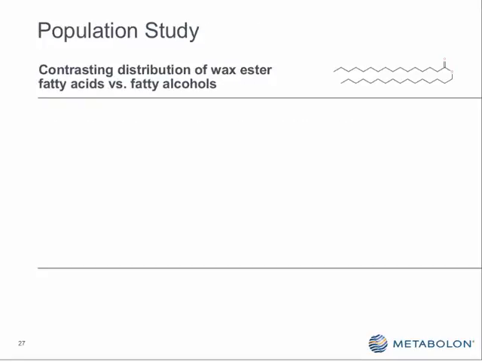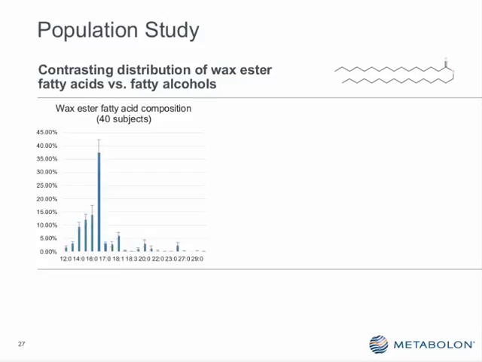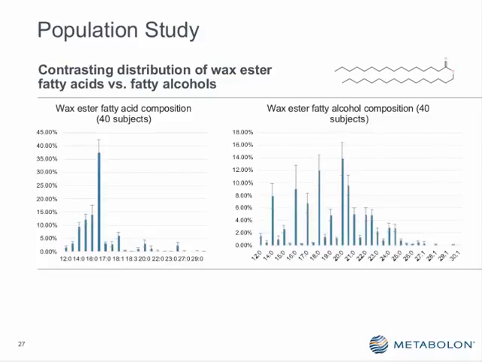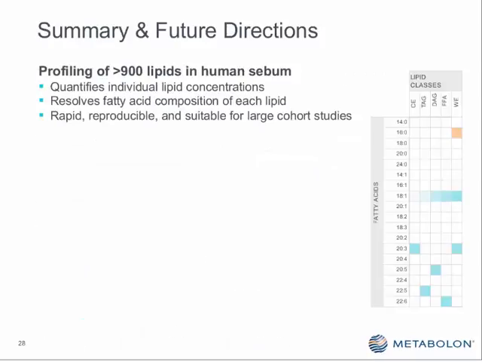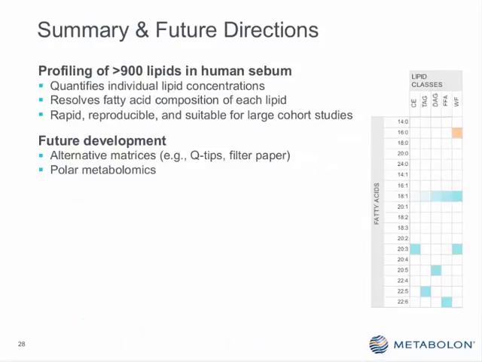So what we saw is that the fatty alcohols have a significantly different distribution than we saw with the fatty acids. All in all, what we have here is a method that allows us to profile more than 900 lipids in human sebum. Not only that, we can quantify the individual lipid concentrations.